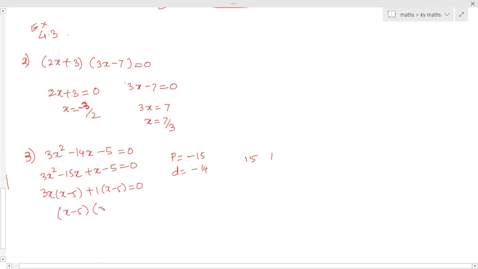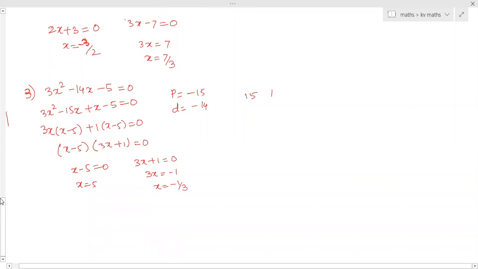X minus 5 into 3x plus 1 is equal to 0. So x minus 5 is equal to 0, so x is equal to 5. 3x plus 1 is equal to 0, so 3x is equal to minus 1, x is equal to minus 1 by 3. The two values of x.